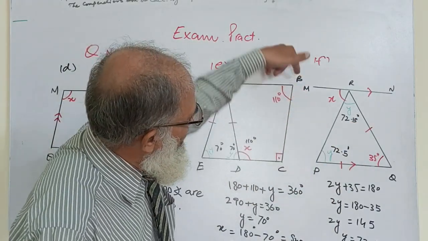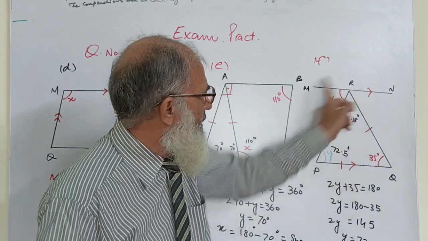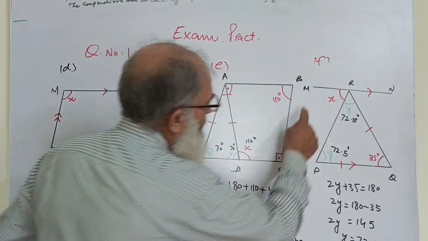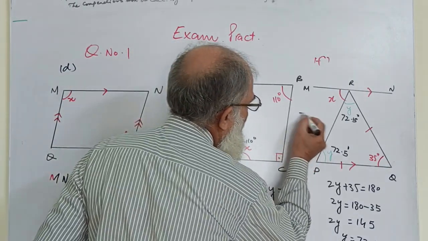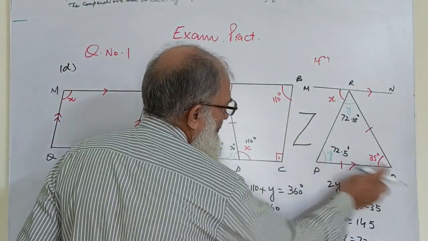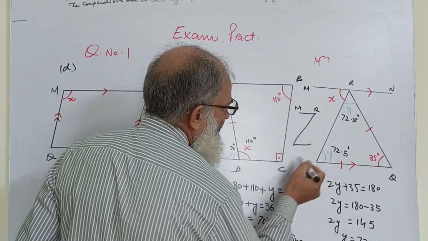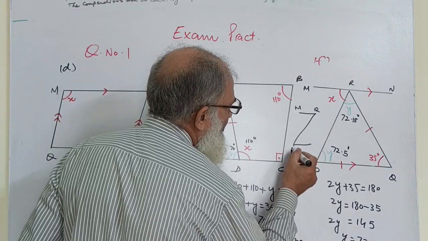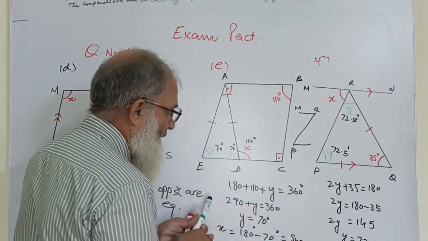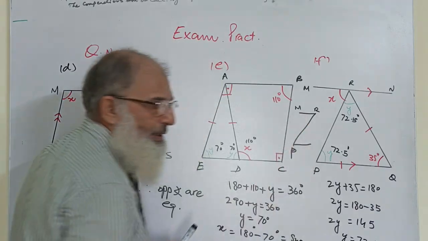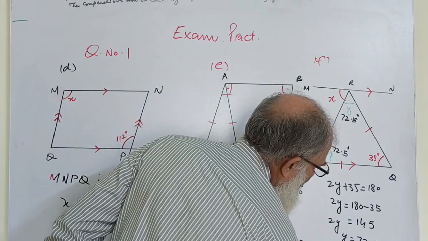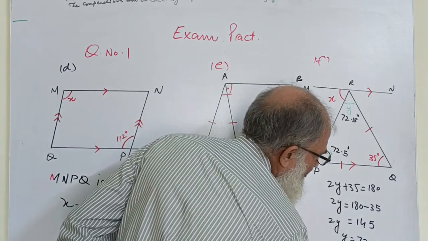Now you see, my dear students, we have also been given these two parallel lines. MN is parallel to PQ, and we are making a Z angle over here, a Z alternate angle. Let me write the names, then you will find them easily. This is P. Now when this is 72.5 degrees, the alternate angle must also be 72.5 degrees. So x is equal to 72.5 degrees. Also, you can write the reason: Z alternate angles.